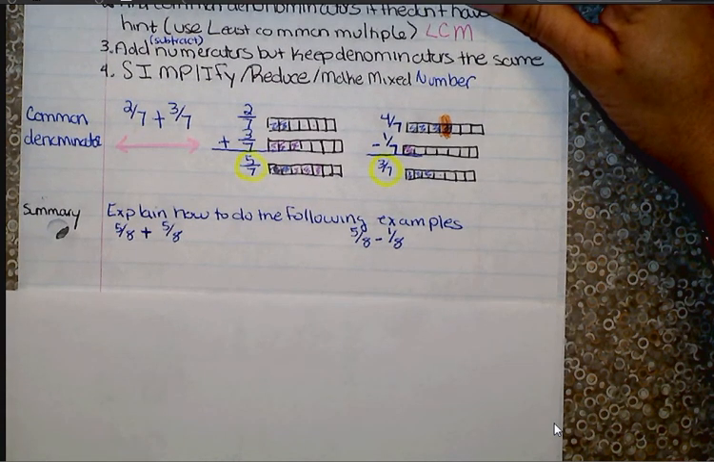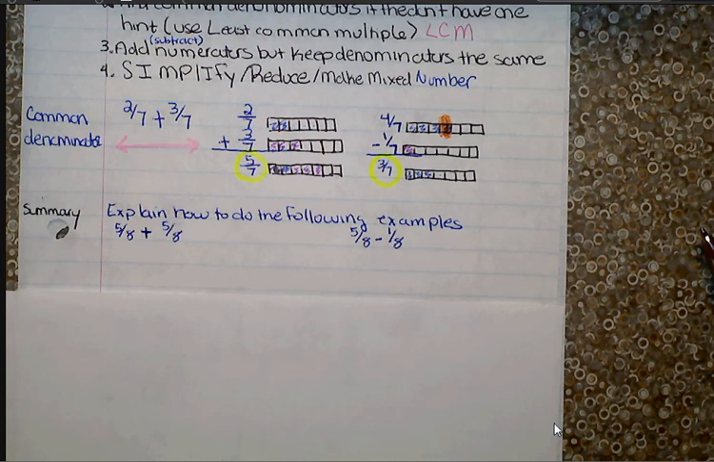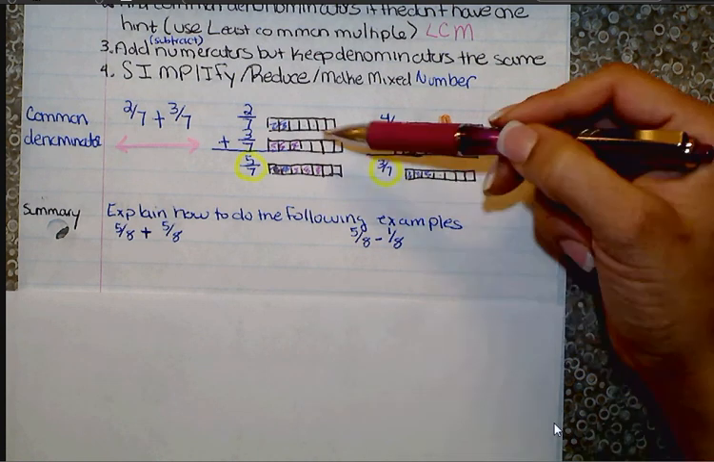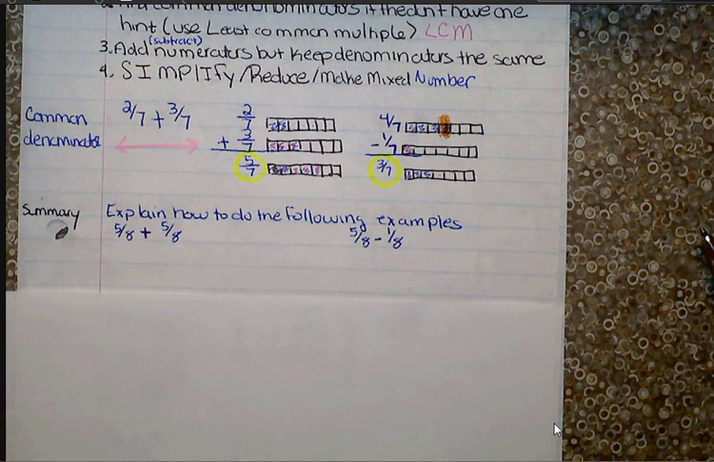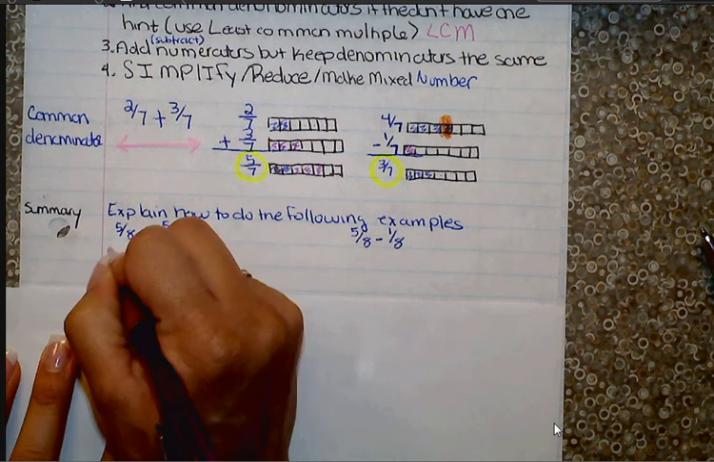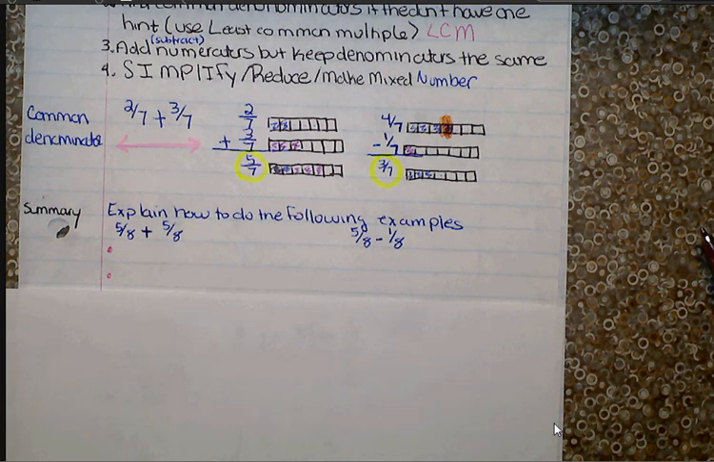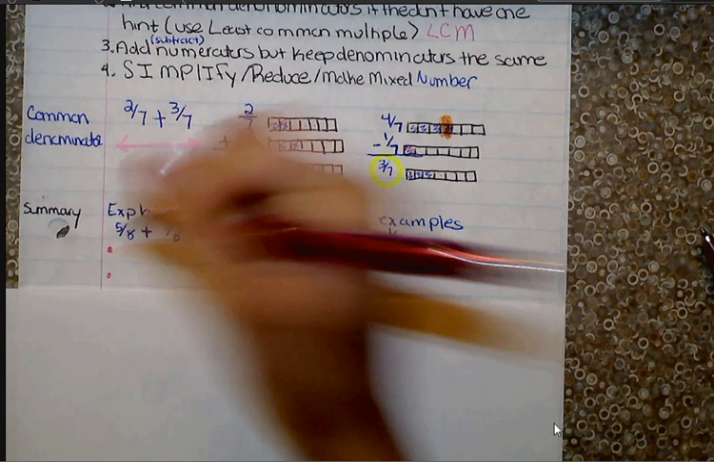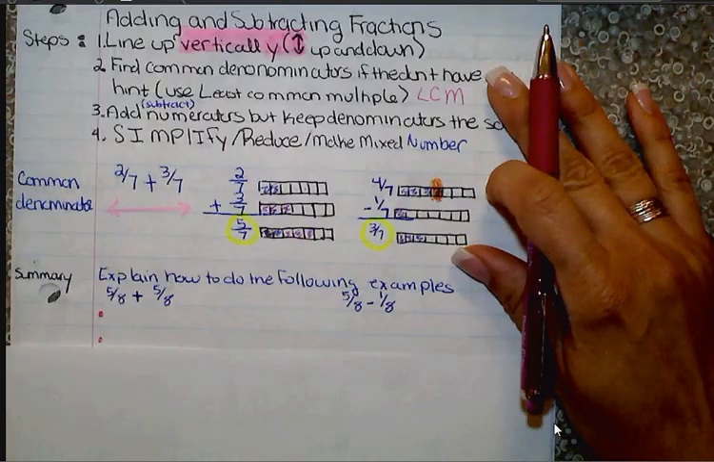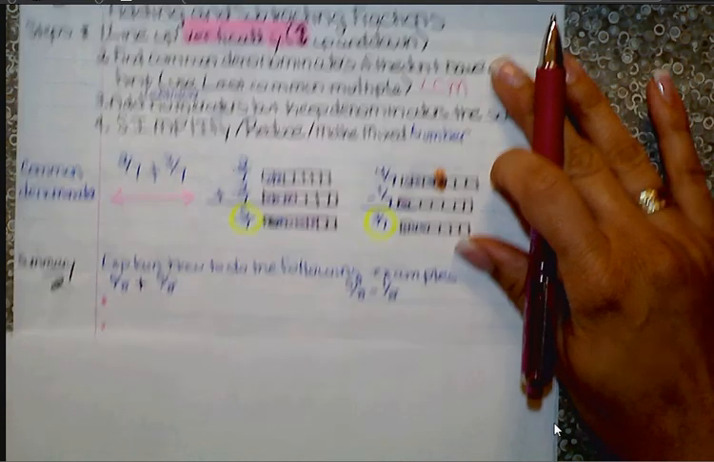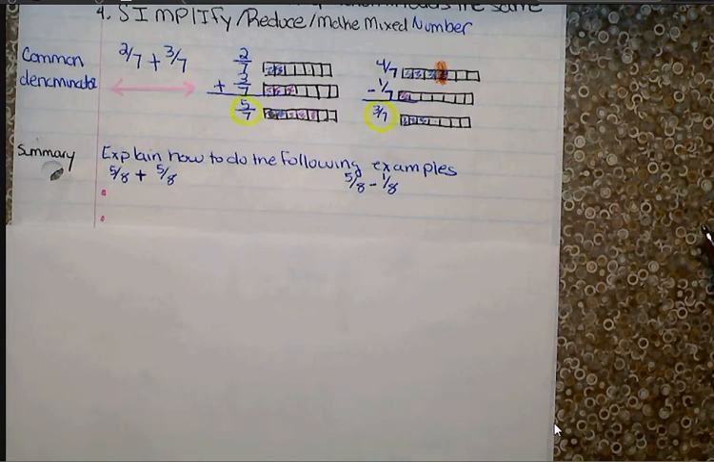So this is for you. Summary. I want you to explain how to do the following examples. You can show me with words. You can show me with pictures. You can have complete sentences. You can have bulleted lists. Nonetheless, you are going to explain how to do the following. Don't just copy down what I have up here, by the way. Okay, moving on.